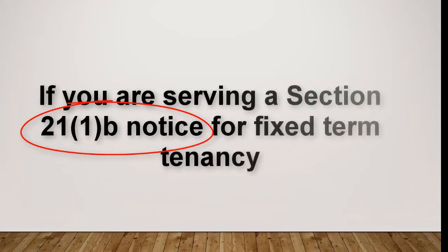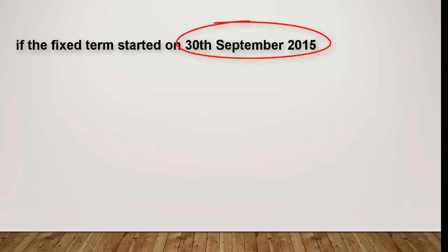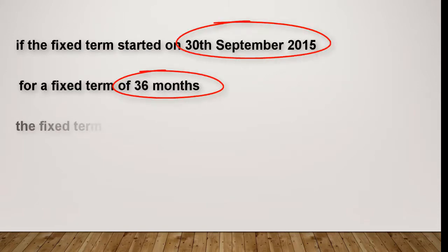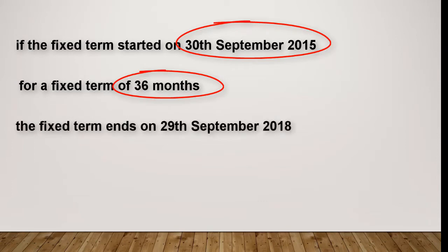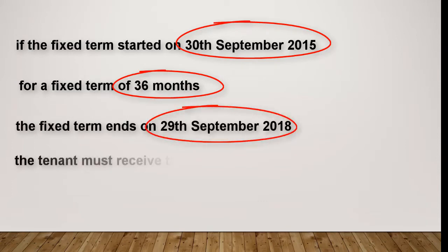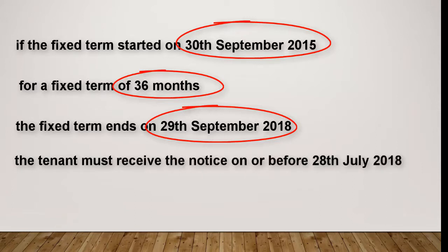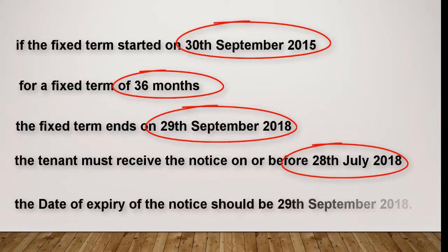If you are serving a Section 21 1b notice for a fixed term tenancy, you must give the tenant at least 2 months notice for repossession. That means the tenant should receive the notice 2 months before the last day. So for example, in an unlikely scenario, if the fixed term started on 30th of September 2015 for a fixed term of 30 months, the fixed term ends on 29th of September 2018, and the tenant must receive the notice on or before 28th of July 2018, and the date of expiry of the notice should be 29th of September 2018.